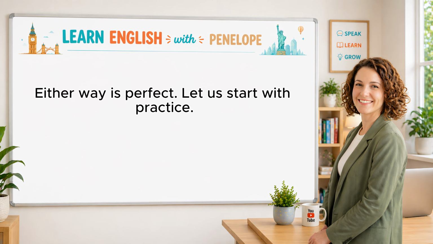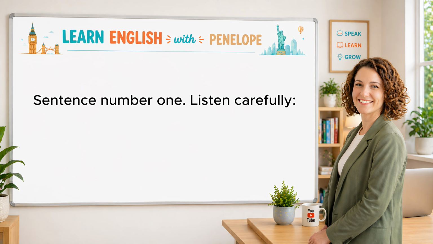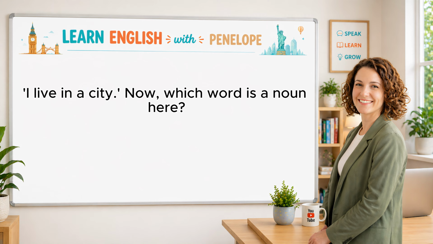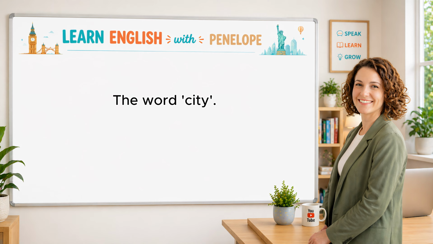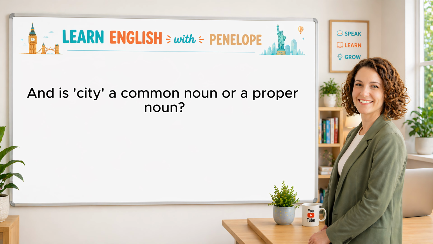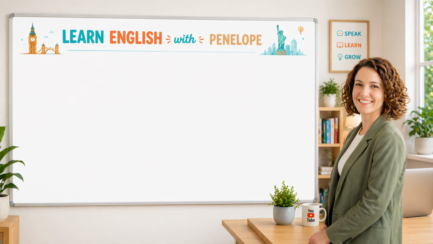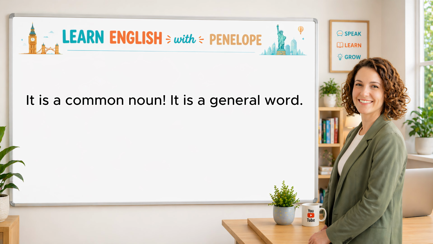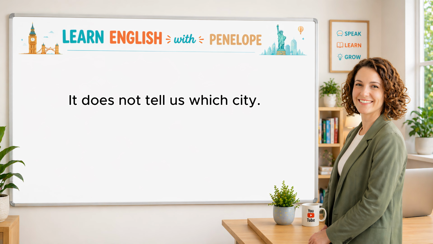Let us start with practice sentence number 1. Listen carefully. I live in a city. Now, which word is a noun here? The word city. And is city a common noun or a proper noun? It is a common noun. It is a general word. It does not tell us which city. City, common noun. Well done if you got that right.